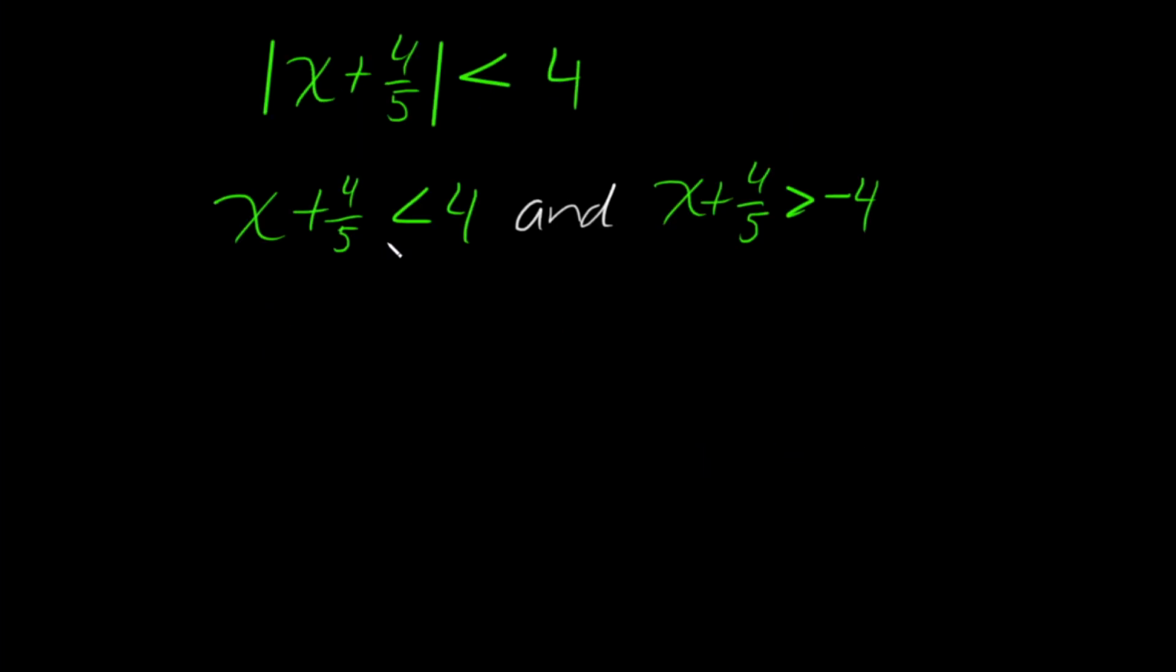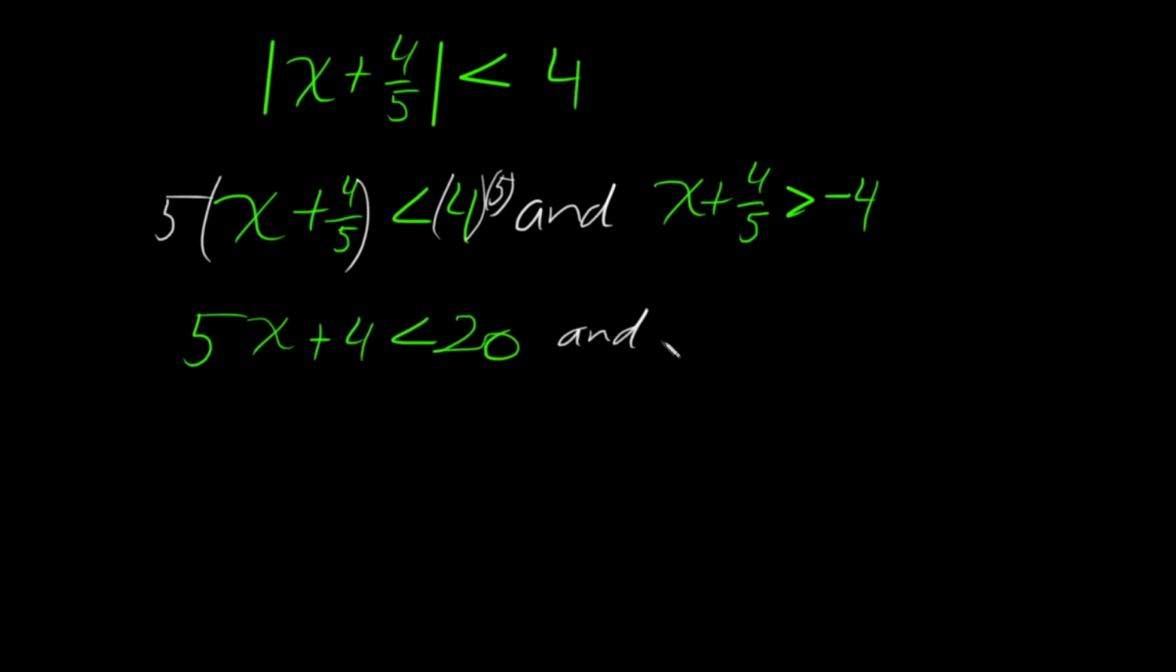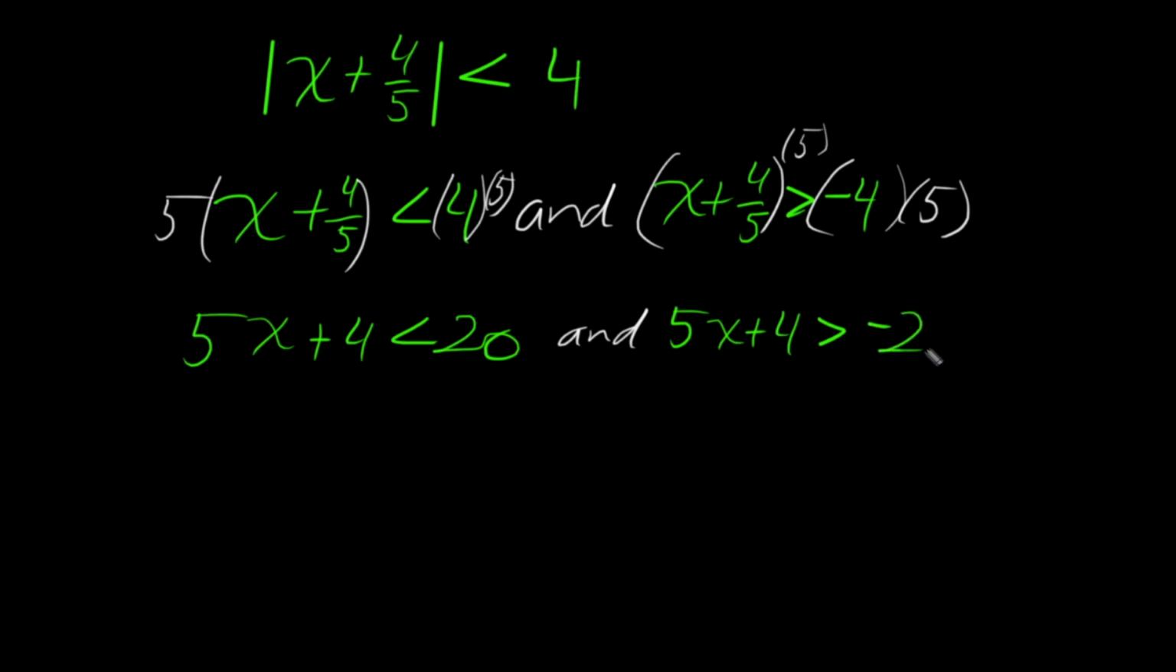Before solving, I'd prefer to get rid of the fractions, and we can do this by multiplying, in this case, both sides of the inequality by 5. So now we have 5x plus 4 is less than 20, and we'll do the same to the other side, multiply both sides by 5, and we get 5x plus 4 is greater than negative 20.